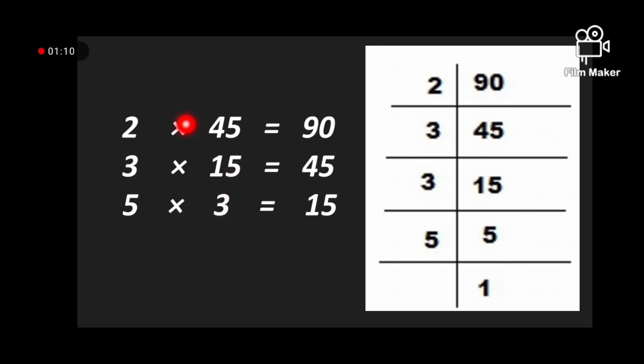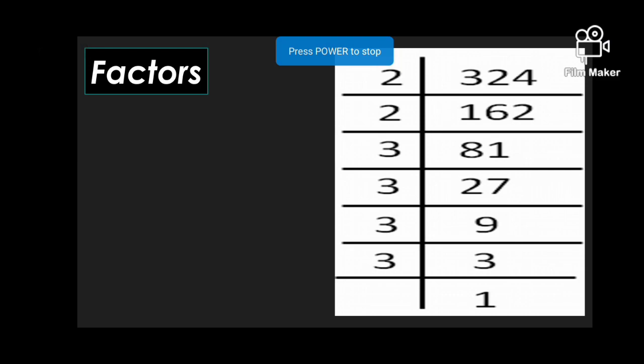15 and 45 are also factors, but they are not prime. We split these numbers also into prime numbers, then we will get 2 multiplied by 3. 2 3s are 6. 6 multiplied by 5, 6 5s are 30. And 30 multiplied by 3, 3 30s are 90. See the example of a bigger number, 324.